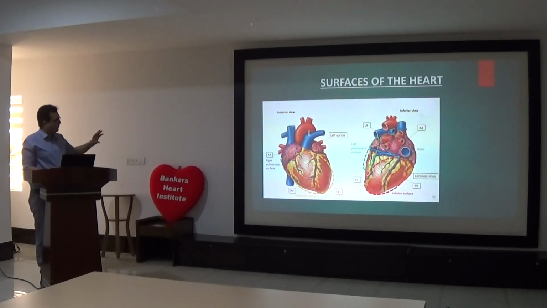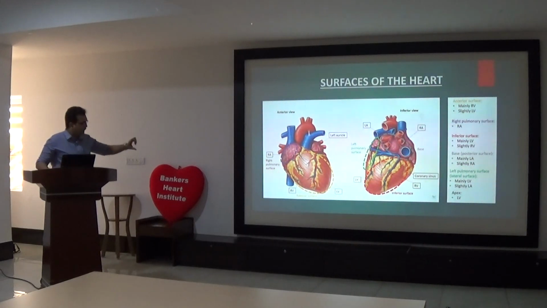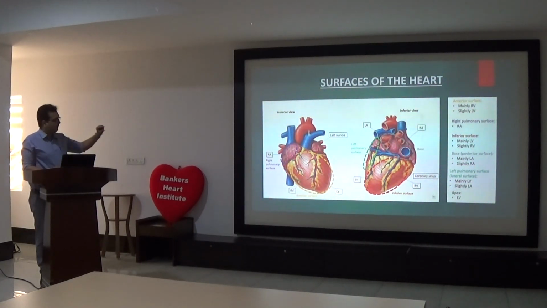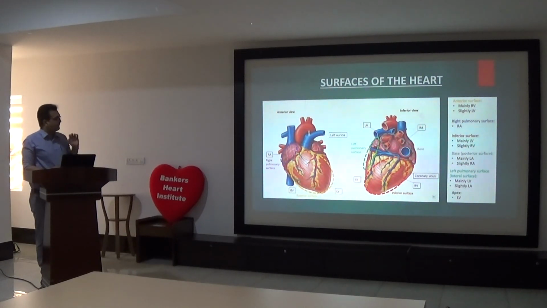Then the right pulmonary surface is mostly composed of the right atrium. From the posterior side and from the inferior side, the inferior surface is mainly composed of the left ventricle and partly the right ventricle. Similarly, the left pulmonary surface is mostly composed of the left ventricle and slightly the left atrium. And the base of the heart is mostly composed of the left atrium and slightly the right atrium.